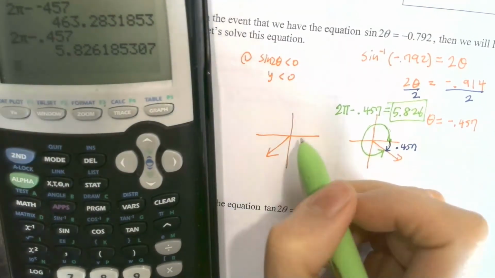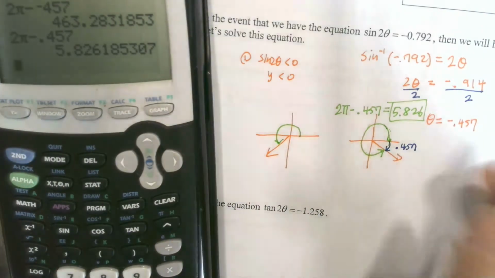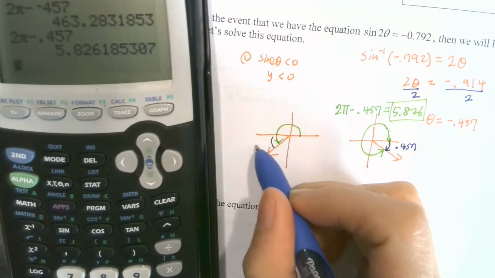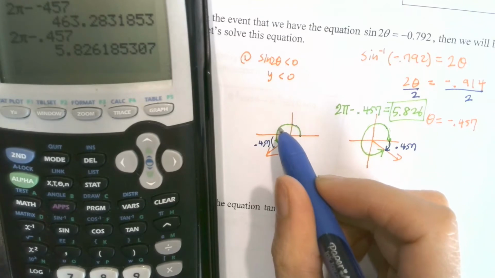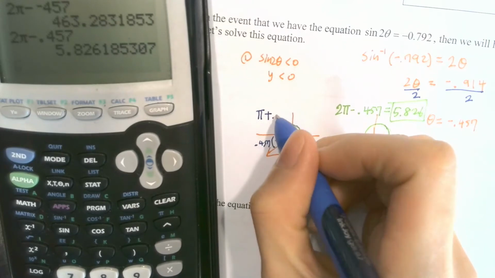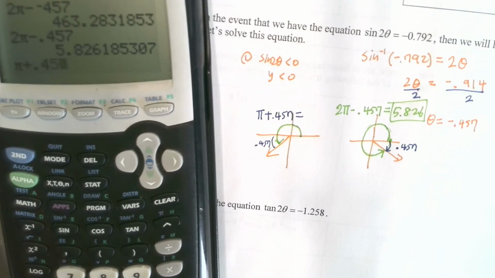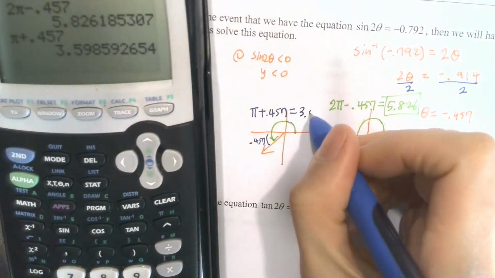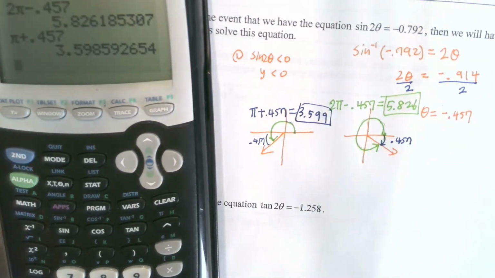And how would I find the one in the third quadrant? It's going to be this much over. From this example, we know the reference angle this much is 0.457. How would I find the whole angle? It's going to be pi plus 0.457, which is 3.599. So those are your two solutions, 3.599 and 5.826. So really nothing new, just doing what we've been doing before.